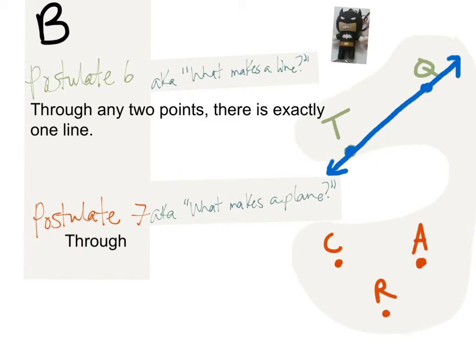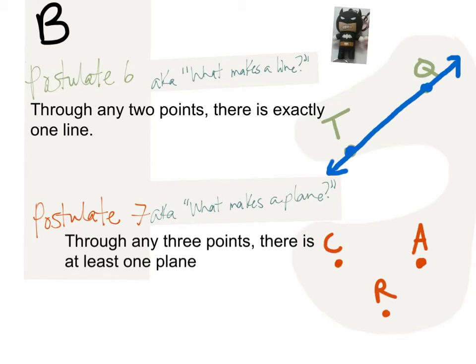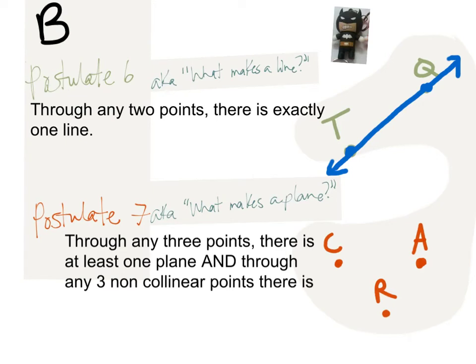So here's the first one. They say through any 3 points, there is at least one plane, and here's the second part, through any 3 non-collinear, I hope you remember that word, non-collinear points, there is exactly one plane. Okay, so through any 3 points, there is at least one plane, but if you want to be more specific, if those 3 points are non-collinear, like in our example over here, let me move this just a little bit, then there's exactly one plane.